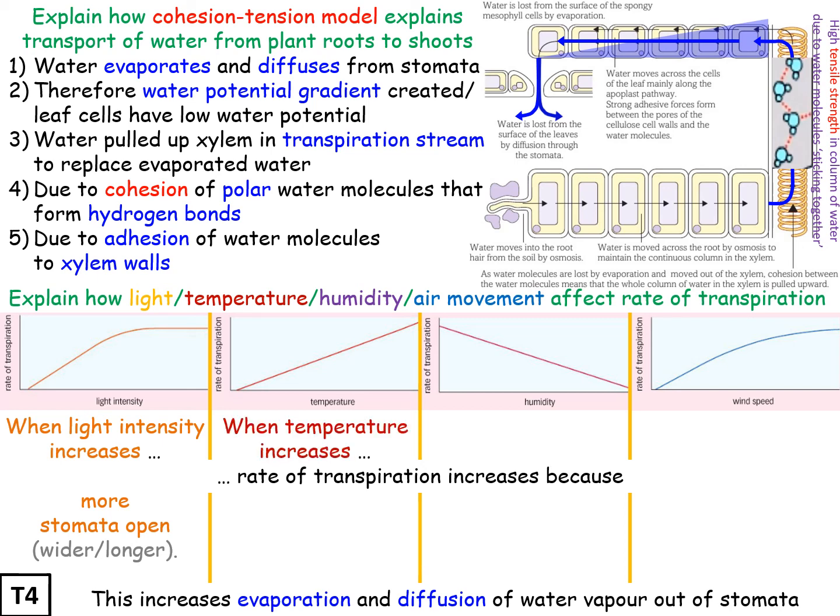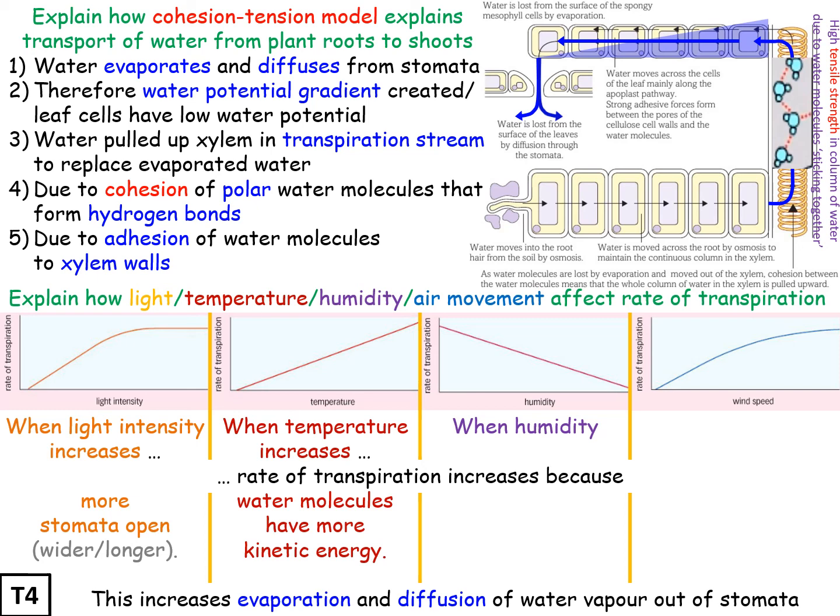In terms of temperature, when you increase the temperature, the rate of transpiration increases. That's because when you increase the temperature, the water molecules will have more kinetic energy, and because they have more kinetic energy, they're going to move much faster. And if they move much faster, that means there's going to be an increase of evaporation, diffusion of water vapor out of the stomata.